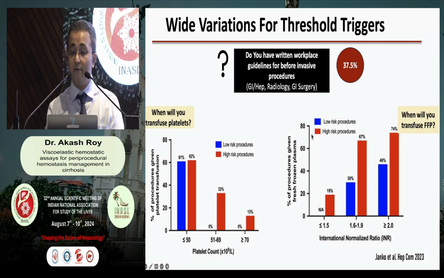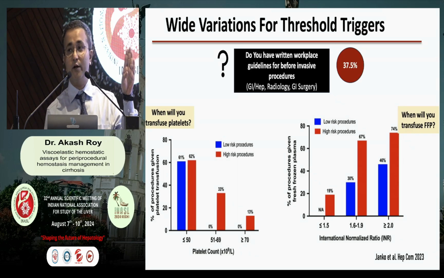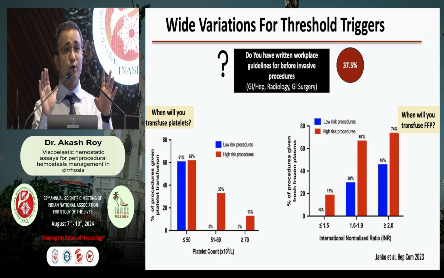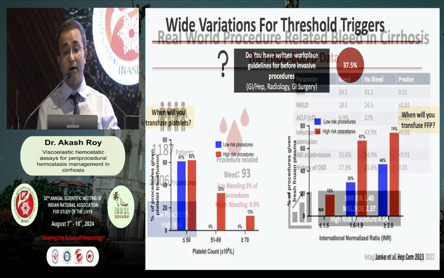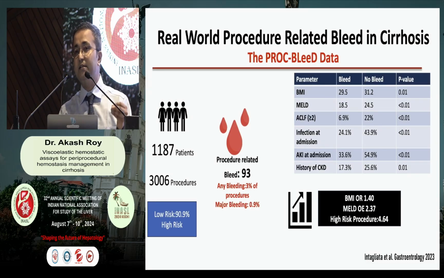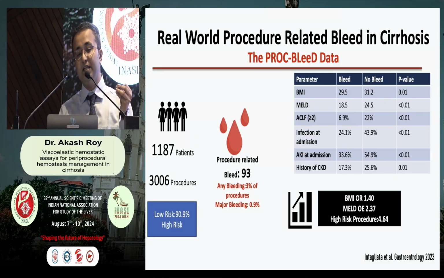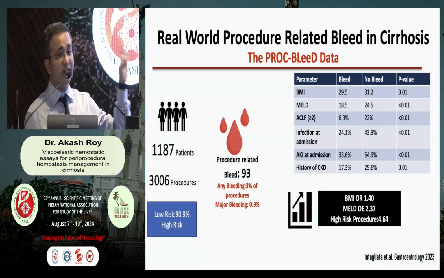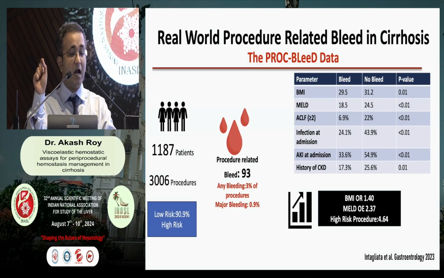You go to FFP transfusions: even when you have an INR of less than 1.5, 19% would have transfused, and even between 1.6 to 1.9, 67% would have transfused. So your guidelines are not at par, your practices are also not at par. But in contrast to that, what are the actual rates of bleed that patients with cirrhosis have? This is the largest data set available to date, which is the PROC bleed study. 1,000 plus patients, 3,000 plus procedures, only 93 procedure related bleeding events. Out of them, major bleeding less than 1%.